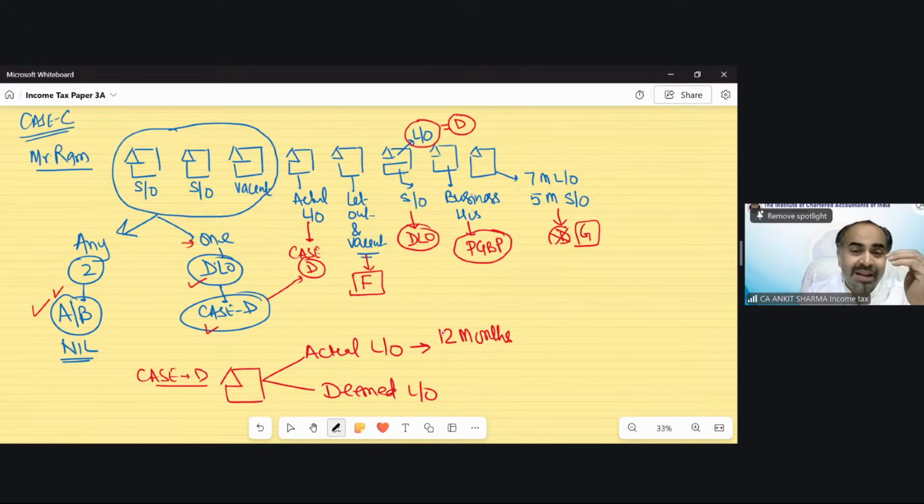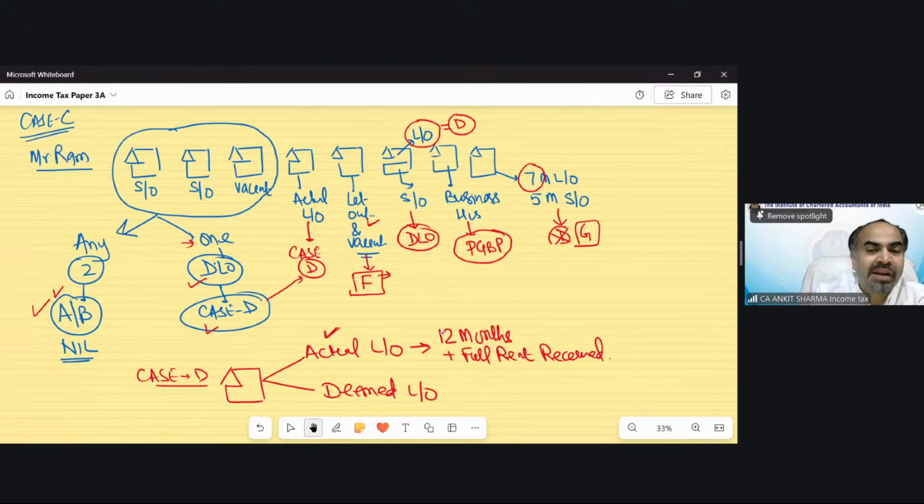If it is let out less than 12 months, as you can see in this case, let out and vacant, that means not let out for the full year. So case D is not applicable, F is applicable. If it is let out for 7 months only, case G is applicable. So if the property is let out for the full 12 months, and full rent received, only that case would fall in case number D. So suppose now the question says the property is let out for 10 months and 2 months vacant.